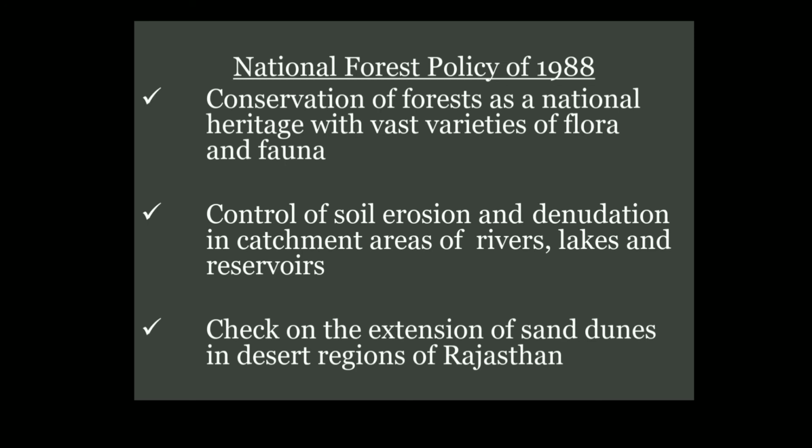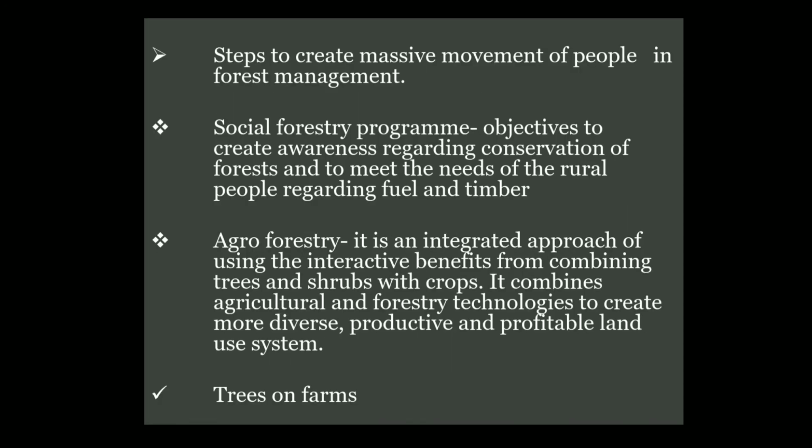The national policy of 1988 emphasized, first, A, conservation of forest as a national heritage with vast varieties of flora and fauna. B. Control of soil erosion and denudation in catchment areas of rivers, lakes and reservoirs. C. Check on the extension of sand dunes in the desert regions of Rajasthan. Steps to create a massive movement of people in forest management.